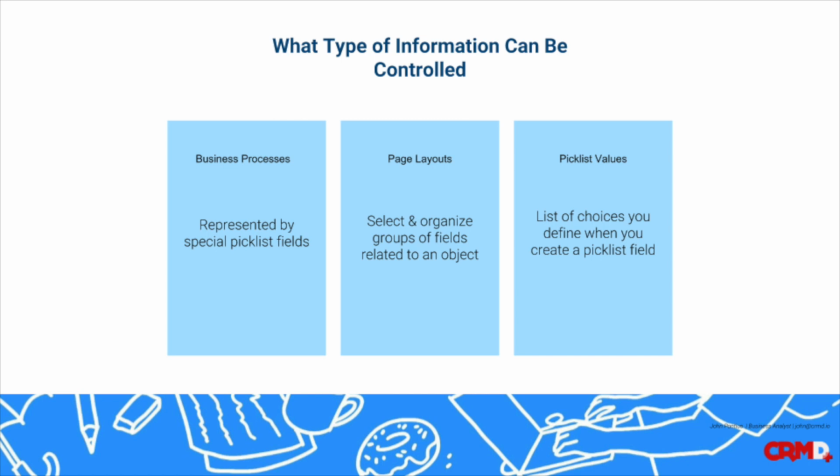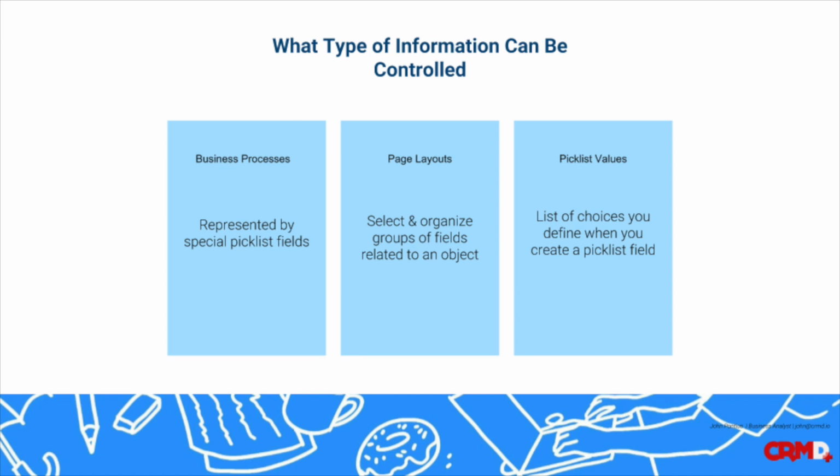So if we look at this next slide, what type of information can be controlled by creating multiple different record types? The first one is business processes, and these are represented by special picklist fields. You might know these as, if you're in sales, the sales stages going from prospecting through close won, close lost. So you could have multiple of those.